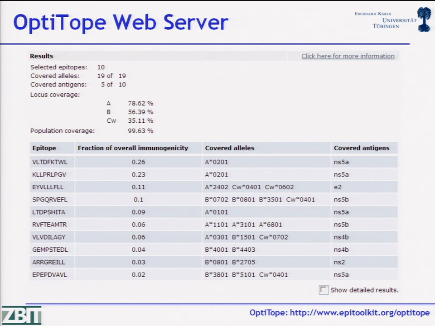26%. You see which alleles are covered. You see which antigens are covered, and you get some statistics. So we covered 19 out of 19 alleles, 5 out of 10 antigens, and we covered 99.63% of the population with these 10 epitopes.